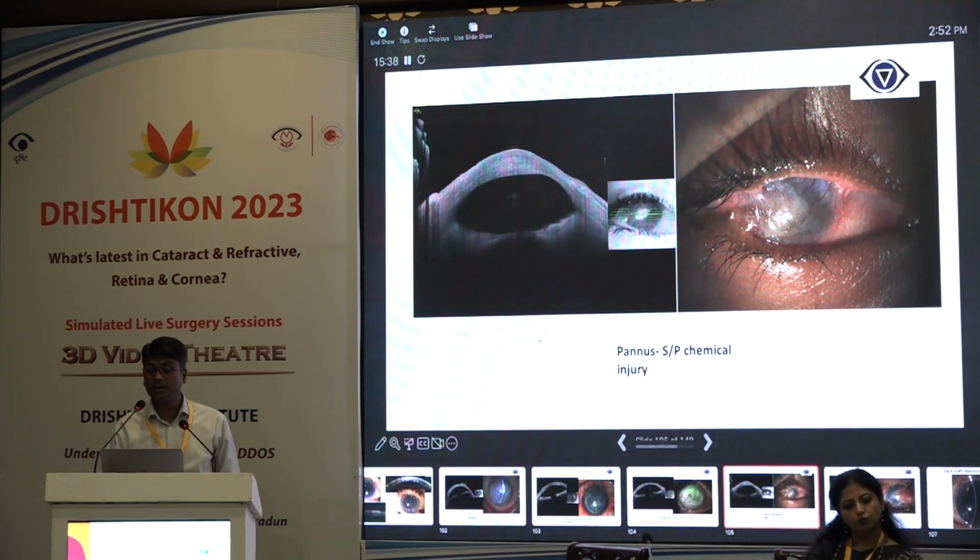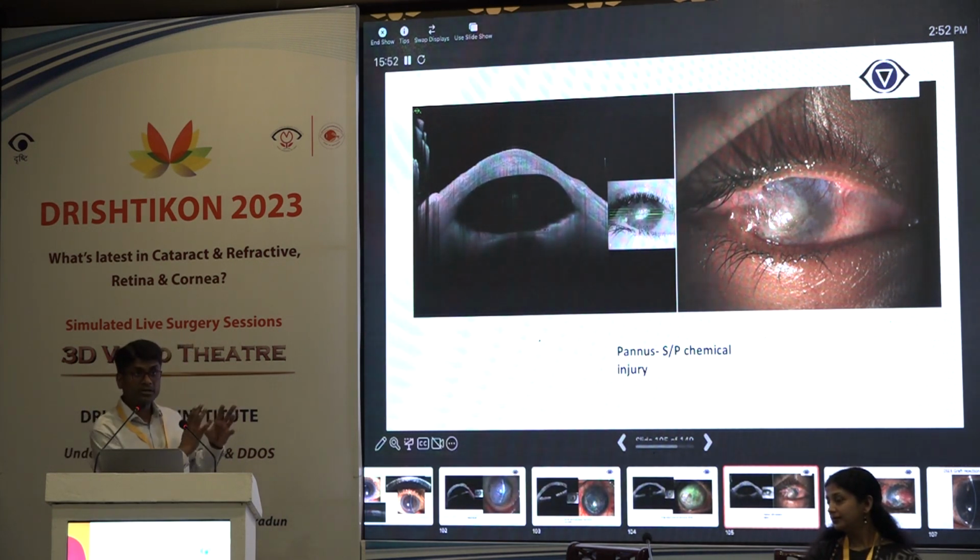This is a patient who had a chemical burn. You can see bad LSCD. In your routine OCTA, I can't see what is down there. Suppose I'm planning a SLET. If I know what the thickness of the cornea is, it helps me. Suppose I know that it's very thin, I'll keep my corneal graft ready. I'll keep my multi-layered AMG ready or whatever.